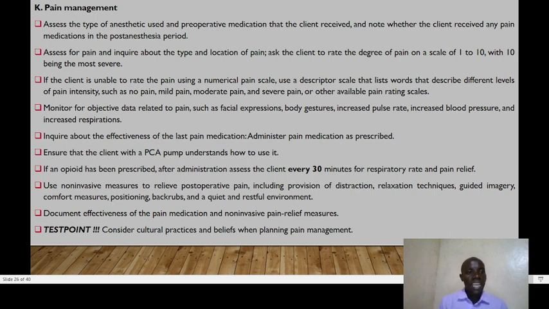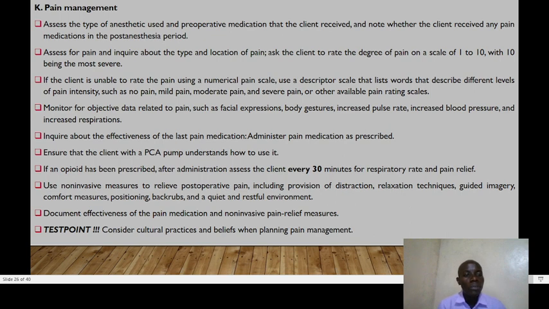What about the pain management? Here you need to assess the type of anesthetic drug and preoperative medication that the client received and note whether the client received any medications in the post-anesthesia period. As a nurse, you need to assess for pain and inquire about the type and location of pain. Ask the client to rate the pain on a scale of 1 to 10, with 10 being the most excruciating one. Okay, if the client is unable to rate the pain using the numerical pain scale, you need to use a descriptor scale that lists words that describe different levels of pain intensity, such as no pain, mild pain, moderate pain, and severe pain, or other available pain rating scales.